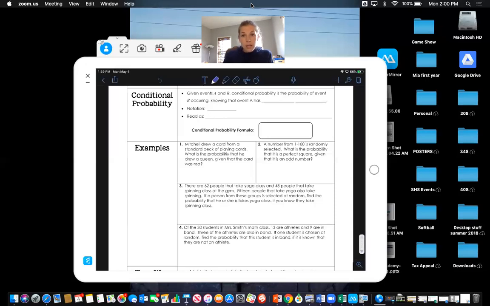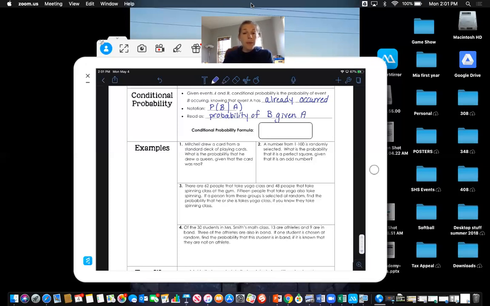So what you're going to see as far as notation goes is the big P for probability, and then event B. You're going to see a straight up and down line. That straight up and down line implies given. Given event A has already happened. So again, this is read as the probability of event B given A. That straight up and down line means given.